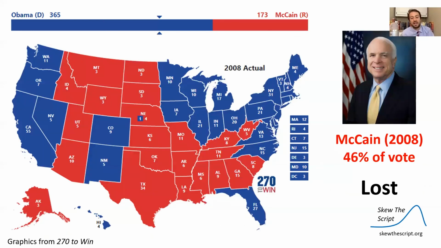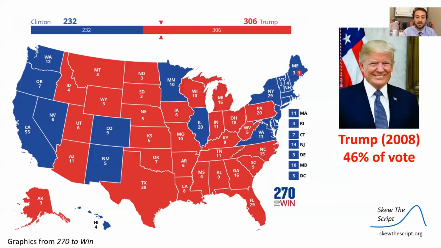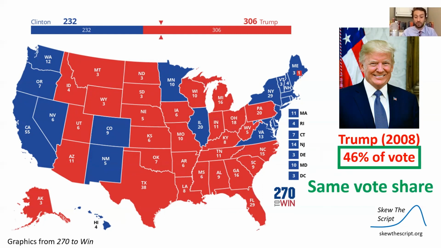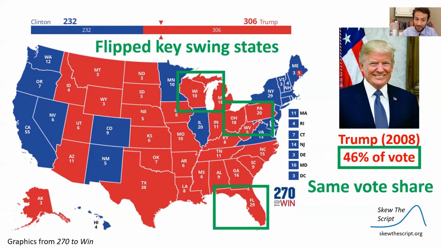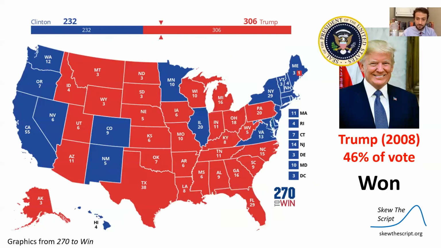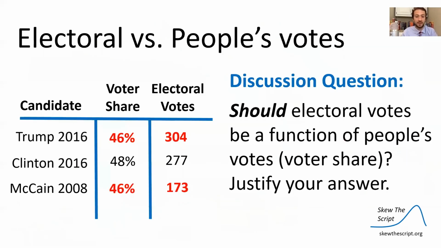For example, John McCain in 2008, we've already referred to him. He won 46% of the vote, but lost handily to Obama in the Electoral College, earning just 173 electoral votes. Whereas Trump, with the same percent of the popular vote, 46%, actually won the Electoral College, 306 votes to 232, and was elected president despite having the same vote share as before. The reason why is because Trump flipped some key swing states, Wisconsin, Pennsylvania, Florida, and eventually was elected the president.